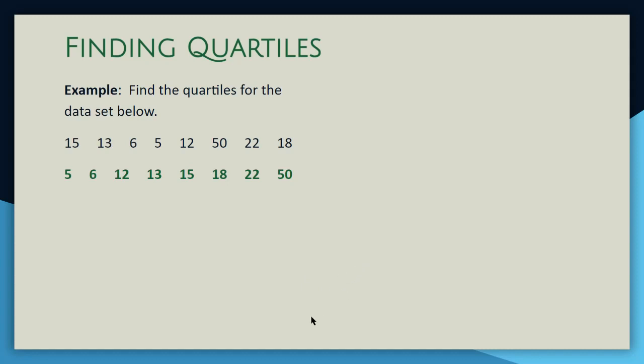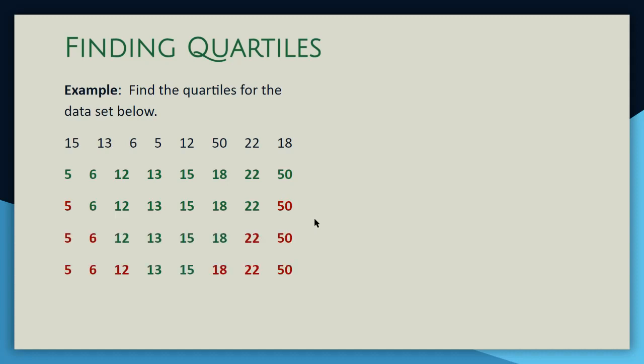So to find the median first, we're going to cross off values from the outer edge, working our way to the middle. So 5 and 50, 6 and 22, 12 and 18, and you'll notice 2 values left in the middle. When that happens, we need to find the number halfway between. I can see it's 14, but I should check by adding and dividing by 2. So we now know the second quartile, or median, is 14.